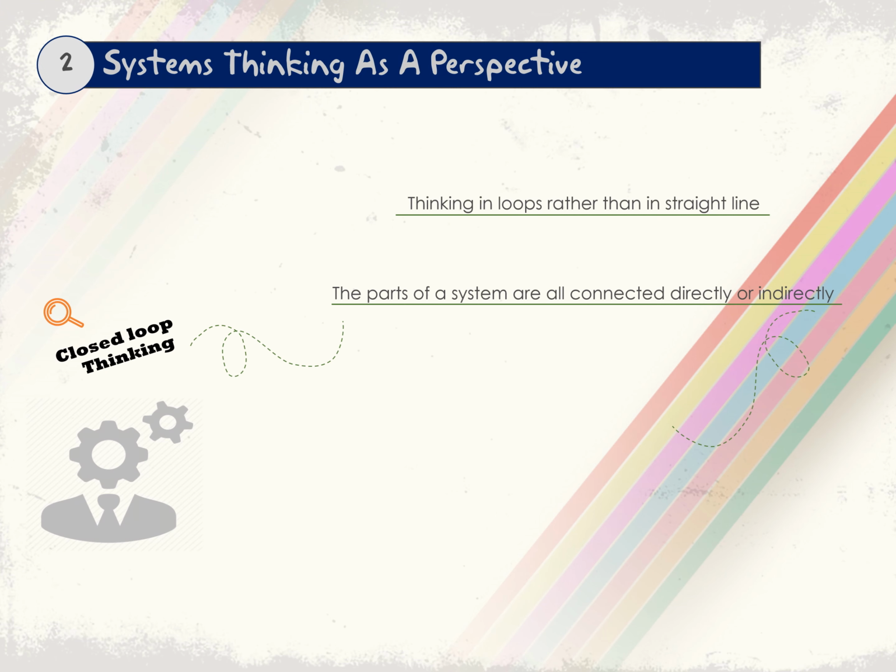Systems thinking can be used as a perspective. So this involves closed loop thinking, where every part of a system is connected either directly or indirectly. So let's look at the fluid balance in your body. Let's say the fluid balance in your body is low. So when this is low, the sensation of thirst will increase. Okay, so you will feel very thirsty, right?